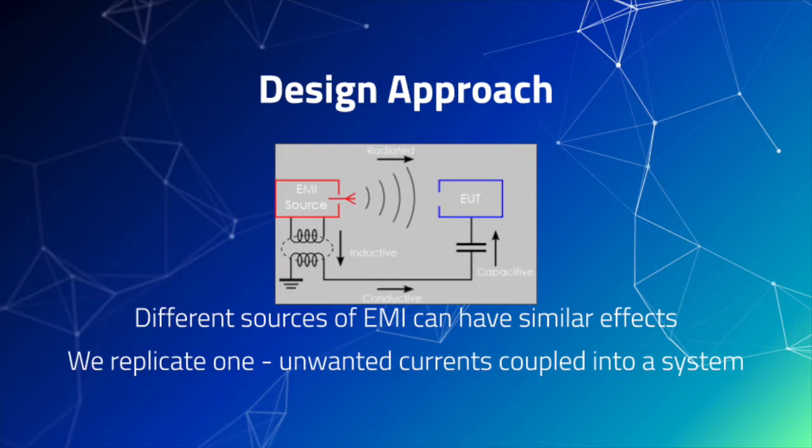The phenomena that cause these problems were not practical or safe to recreate in the lab, but replicating one of their effects, unwanted currents coupled onto the power leads of an electrical system, was both feasible given our space, time, and budget constraints, and relevant to improving our understanding of the ways that these systems are vulnerable.